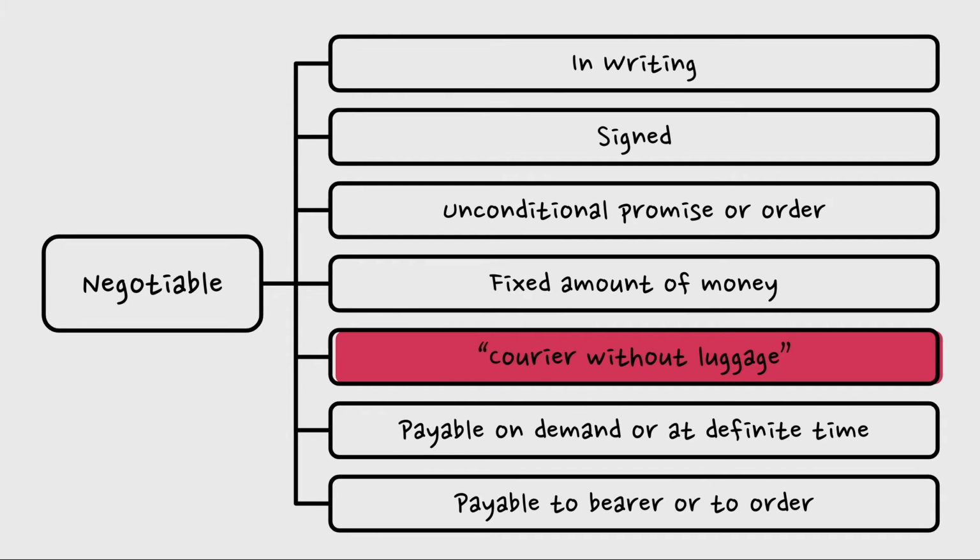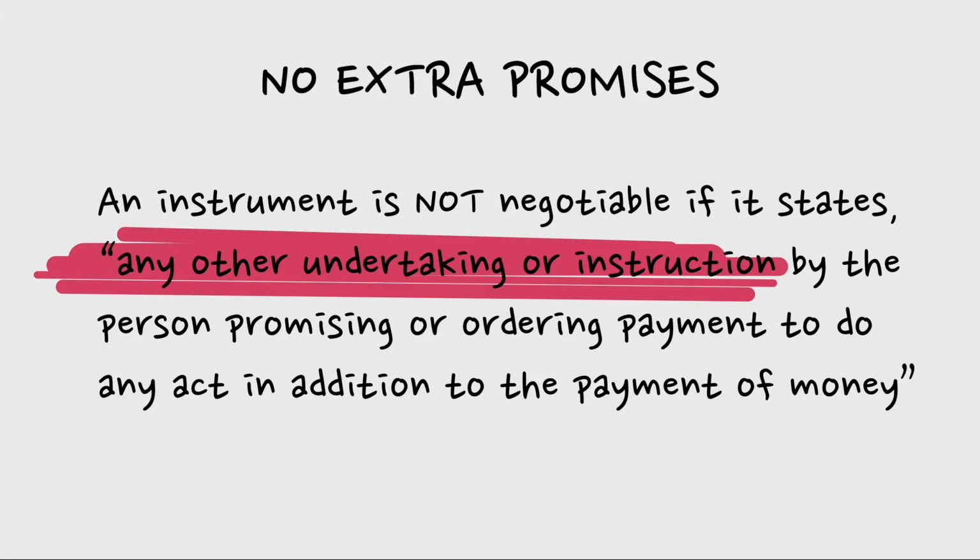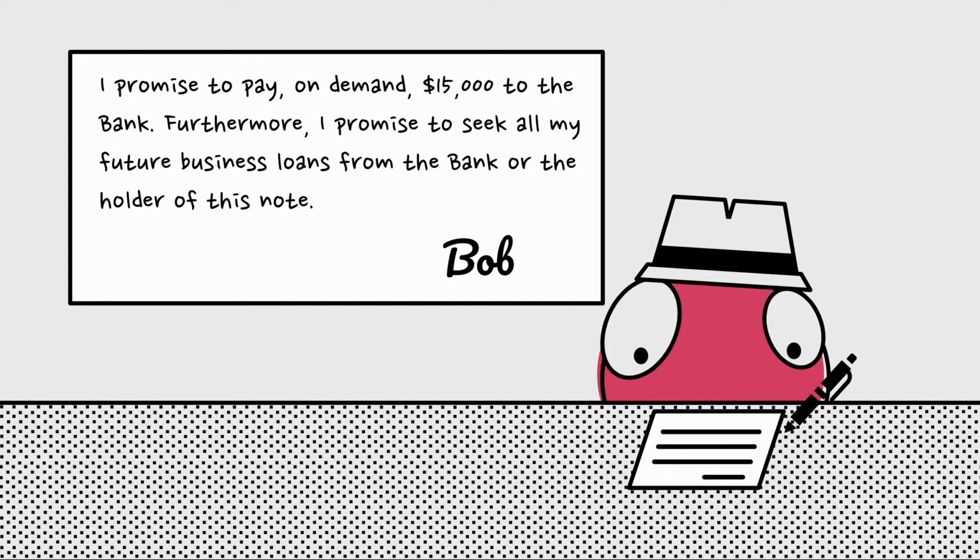What about this courier without luggage? And I already said that means there are no extraneous terms or promises. So what we're saying is an instrument is not negotiable, and here's what the code says, if it states any other undertaking or instruction by the person promising or ordering payment to do any act in addition to the payment of money. It's got to contain just the promise or the order of paying the fixed amount of money. That's it. Nothing else.